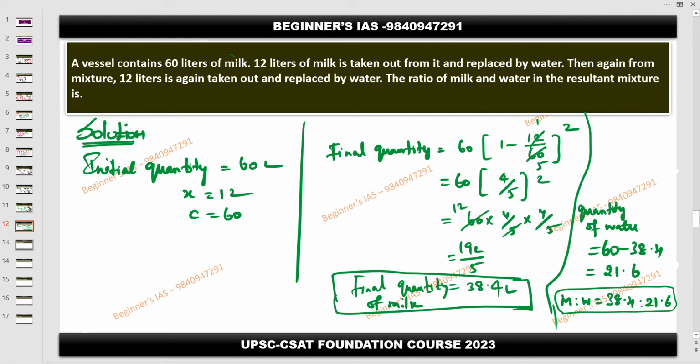Sir, a doubt, sir. If in the question, 12 liters of milk is taken out as the first statement, sir, and second, 12 liters is again taken out.